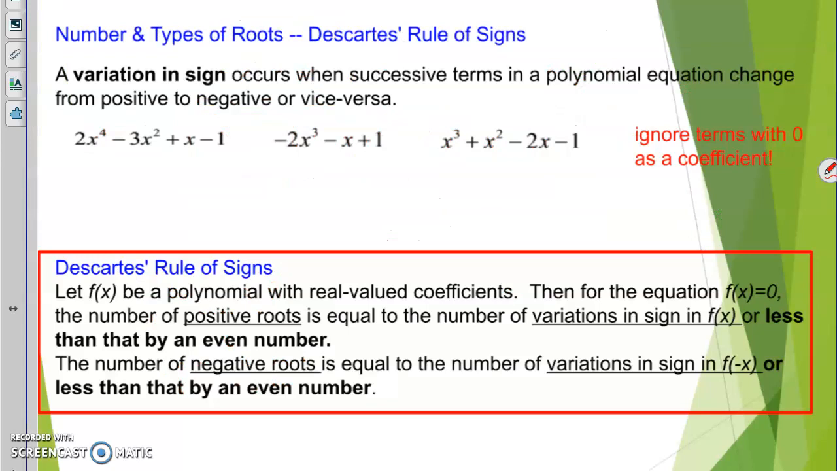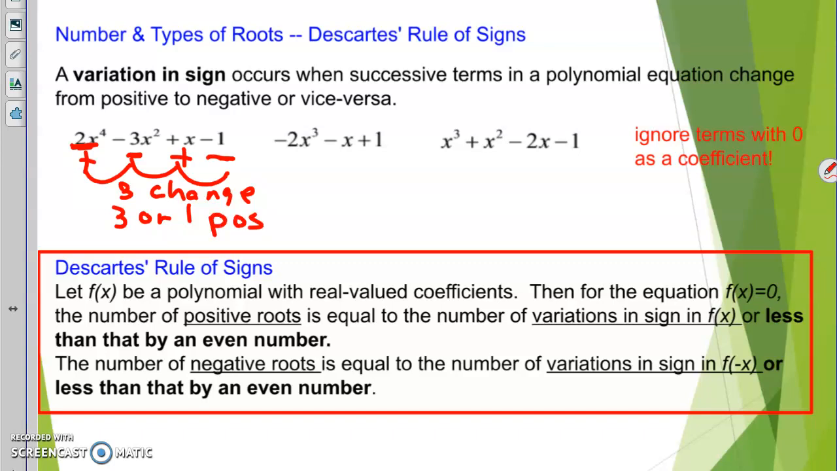So here's how Descartes' rule of signs works. Every time it goes from a positive term to a negative term to a positive term to a negative term, that's a change in sign. We have how many changes in signs? 1 change, 2 changes, 3 changes. So we have 3 changes. That means that there are 3, or because the roots come in conjugate pairs, we could have 2 less than that. So 3 or 1 positive rational roots.